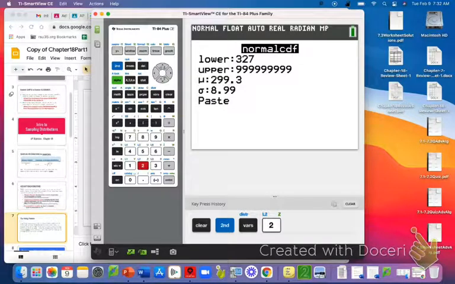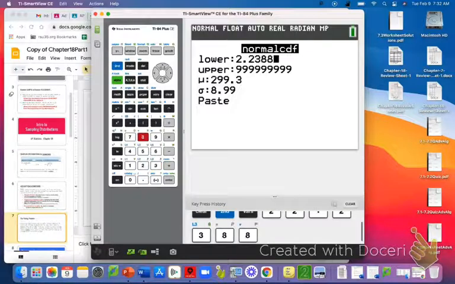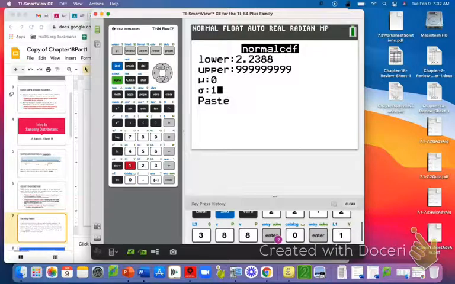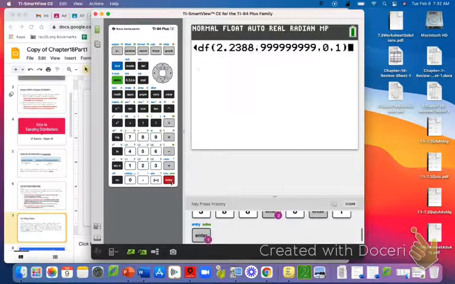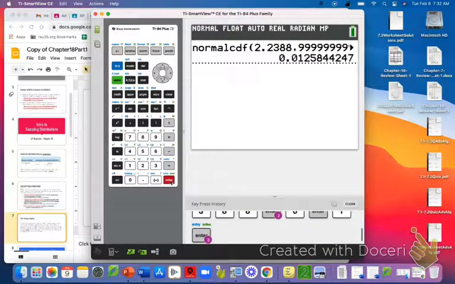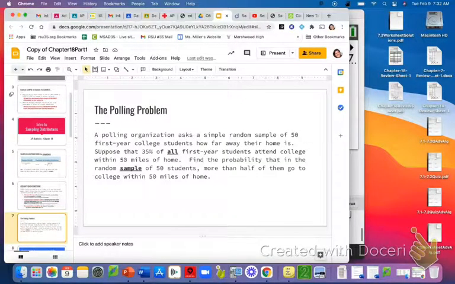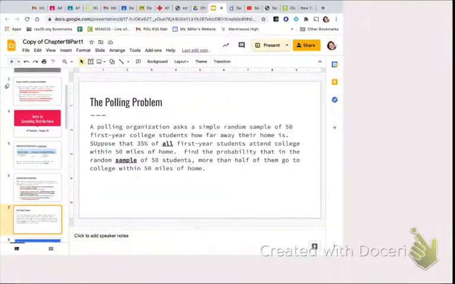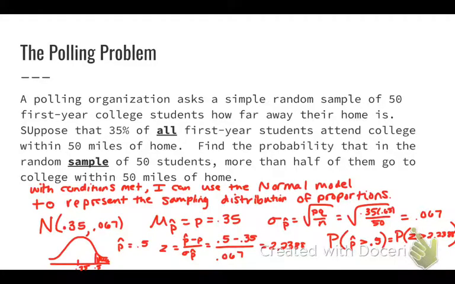My lower is, in this case, because we're doing a right tail, my lower is my z-score of 2.2388. My highest is 999. We standardize it, so that makes my mean 0 and my standard deviation 1. I'm going to hit enter, and then there is our probability. So 0.0126. So my probability is equal to 0.0126.